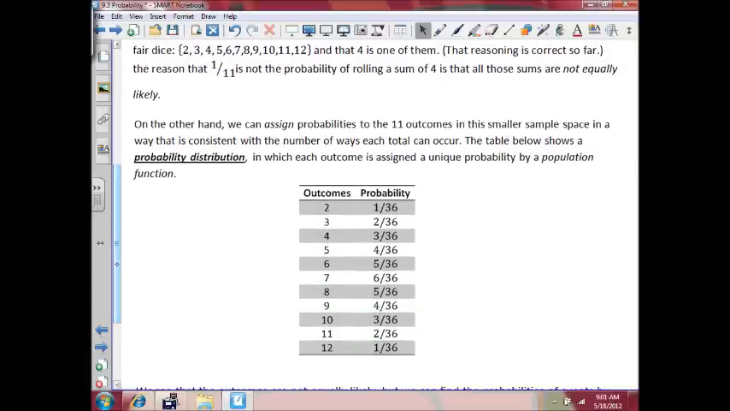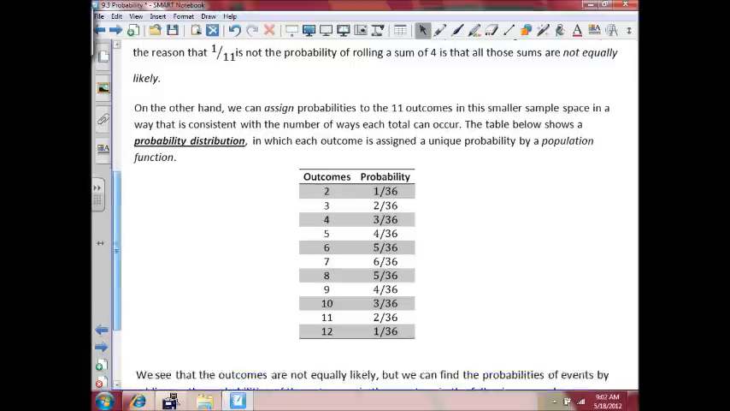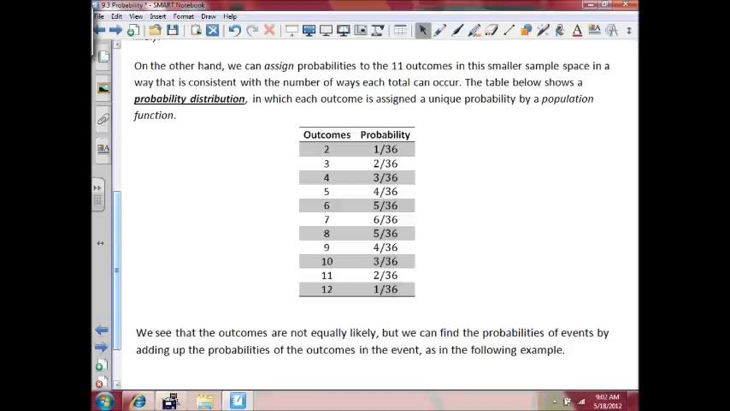On the other hand, we can assign probabilities to 11 outcomes in a smaller sample space in a way that is consistent with the number of ways each total can occur. The table below shows a probability distribution in which each outcome is assigned a unique probability by a population function. So there's only one way to get the number 2, so 1 out of 36. There's 2 ways to get 3, 3 ways to get 4, 4 ways to get 5, 5 ways to get 6, 6 ways to get the number 7 on 2 fair dice, 5 to get 8, 4 to get 9, 3 to get 10, 2 to get 11, and 1 to get 12.